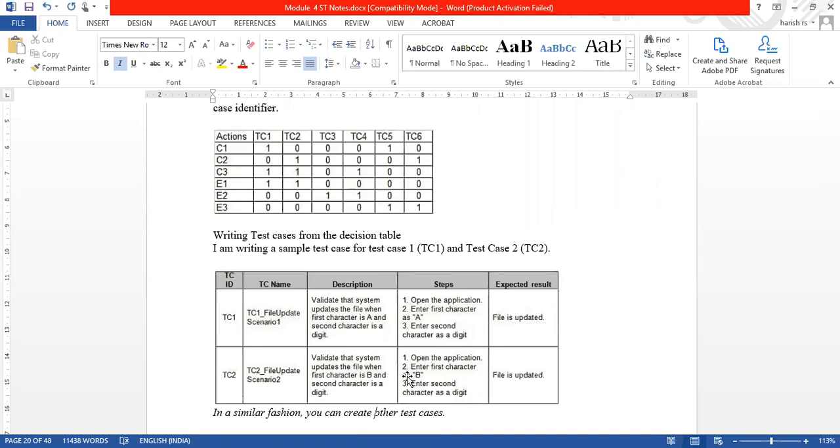What is the step? Open the application, enter the character A. The second character should be an integer. File updated.